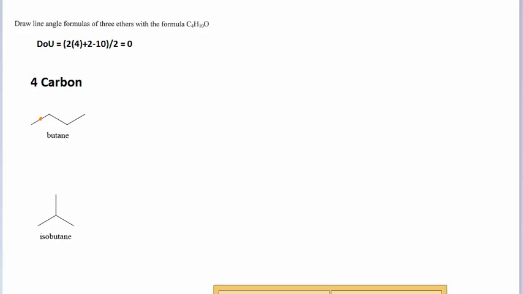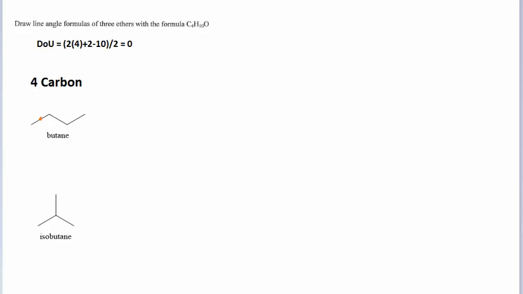So the other thing they could, I guess, give you that's a little trickier is they'll ask for ethers. And ethers are a little different as well. But let's stick to our algorithm. So again, our degrees of unsaturation formula gets us 2 times 4 plus 2 minus 10 over 2. That's going to be a 0. So our strategy is going to be fine here. And then we're asked for C4. So I'm quickly going to generate those. So our C4 isomers are butane and isobutane.